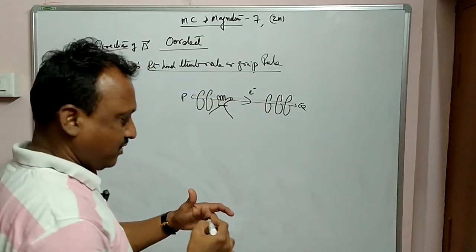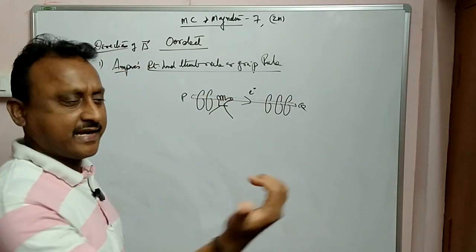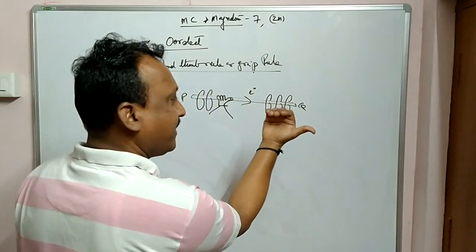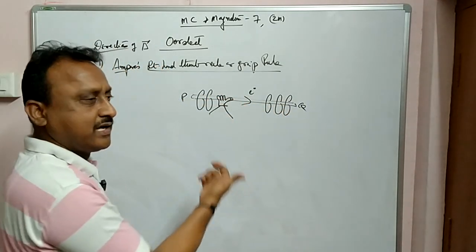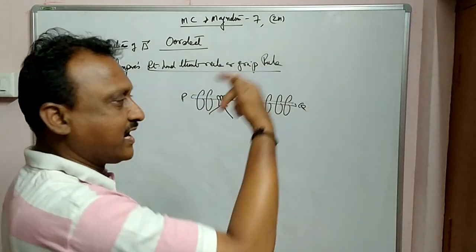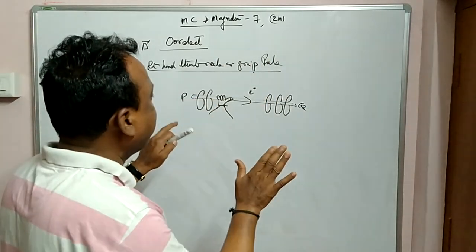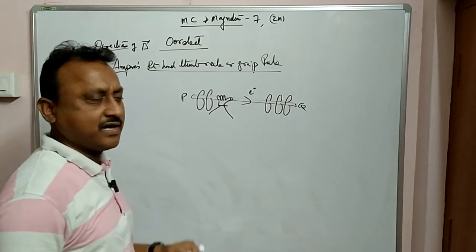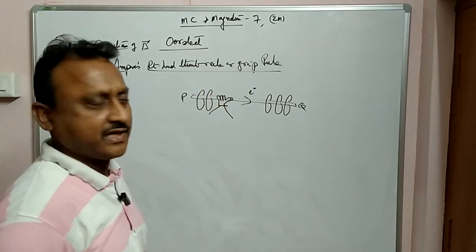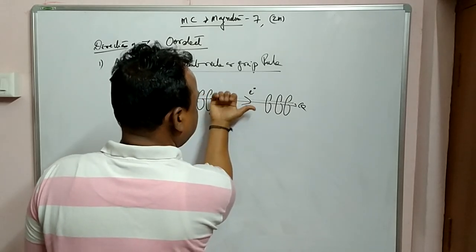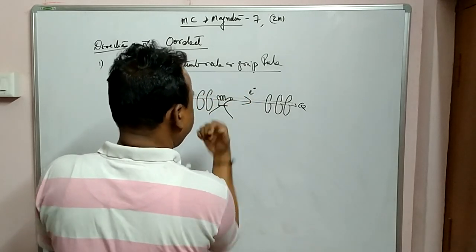Clear? If you catch hold of a conductor carrying current with the thumb indicating the direction of the current, then the remaining curling fingers indicate the magnetic field around the current carrying conductor. So very easily you can find the direction of the magnetic field. If you watch carefully here, you can see the magnetic field is coming outside.